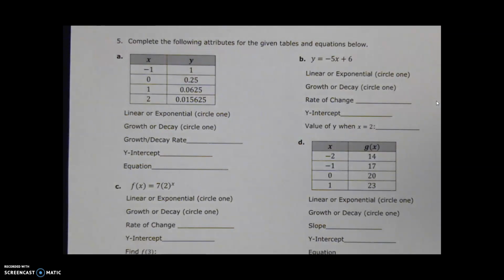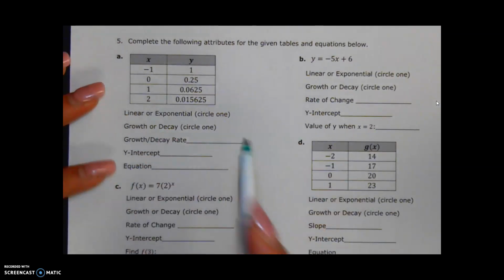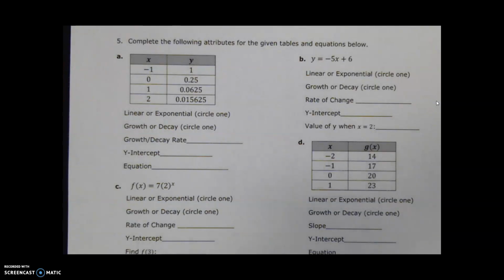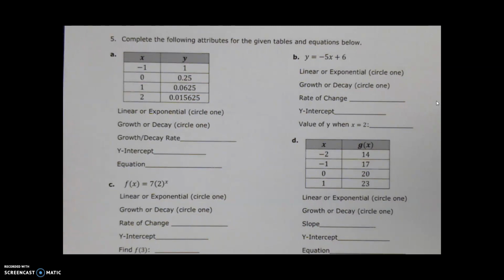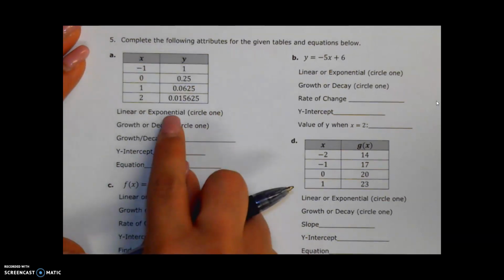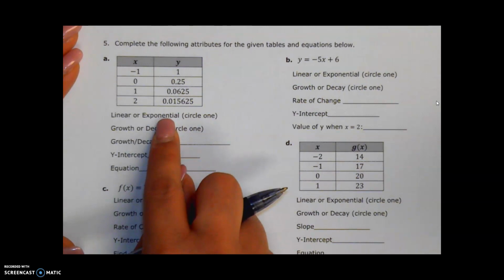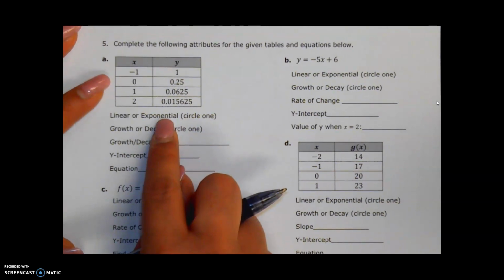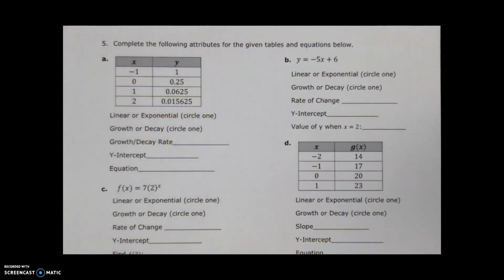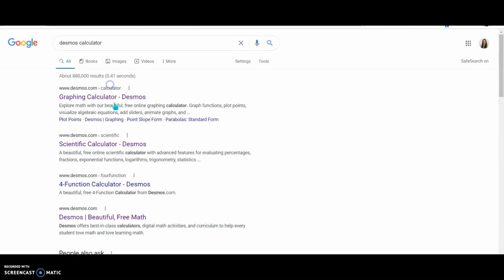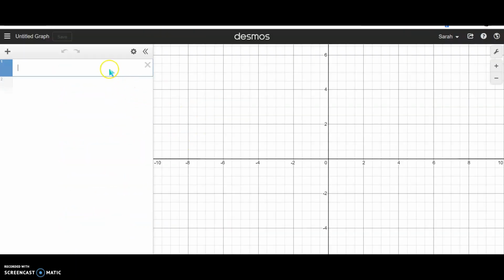All right, so number 5, we're given a table and it wants us to identify some qualities and attributes of these tables. So we need to figure out if this is exponential or if this is linear. We need to identify the pattern here. The way I try to look at this is if it's linear, it's either going to be addition or subtraction. Exponential is going to be division or multiplication, and just by looking at it, I don't think this is addition and subtraction. Remember, you can always plot this too. So if you want to go to Desmos Graphing Calculator, you'll go to desmos.com and click on the graphing calculator.